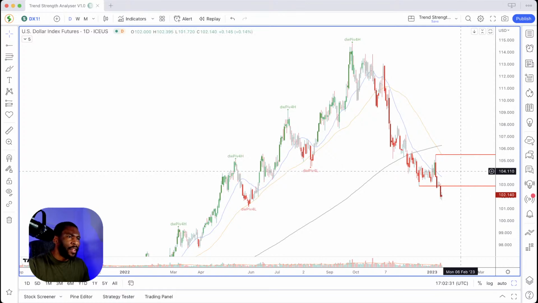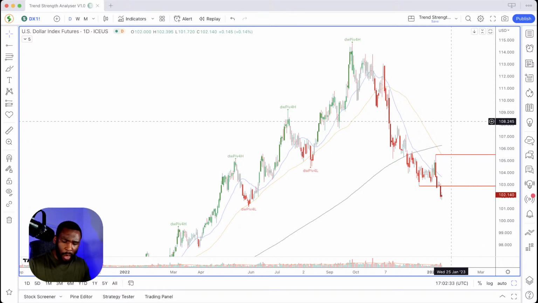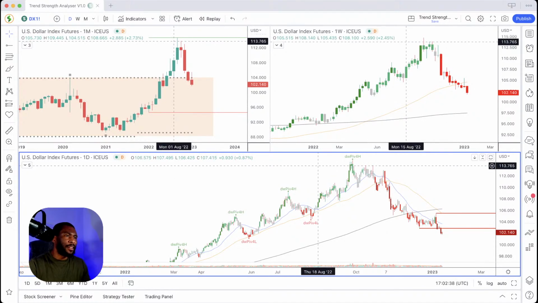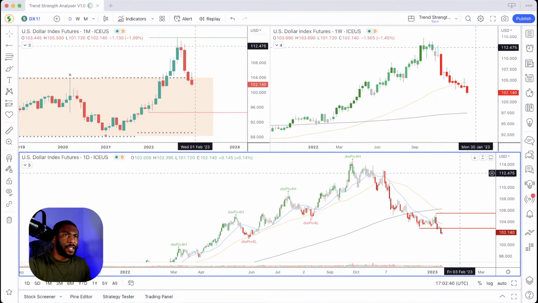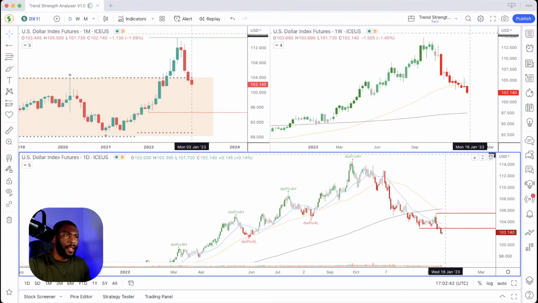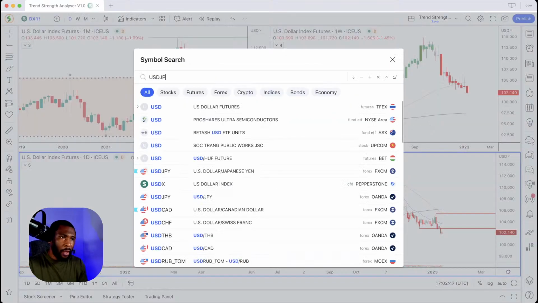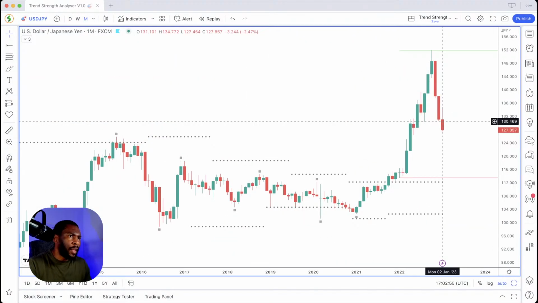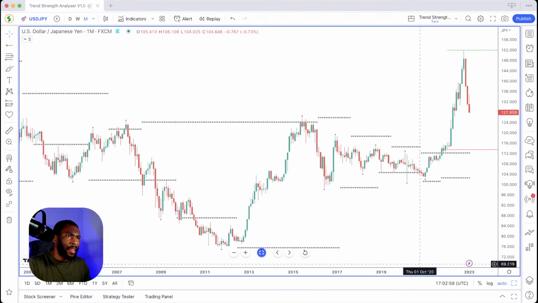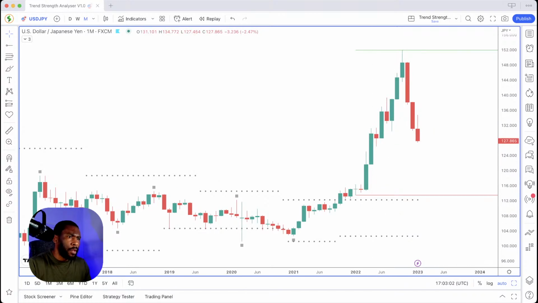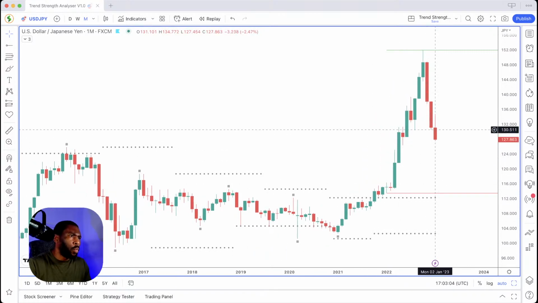So now that we've identified weakness in the dollar index, we expect to see other US dollar related forex pairs also displaying signs of weakness or strength depending on how correlated they are with the dollar index. So let's look at the US dollar Japanese yen for January. Similar to the dollar index, they move very similarly. So price is looking weak here for January.